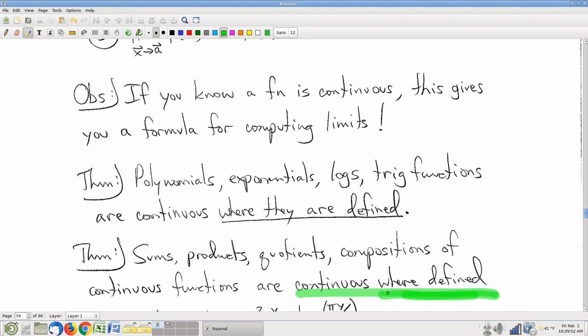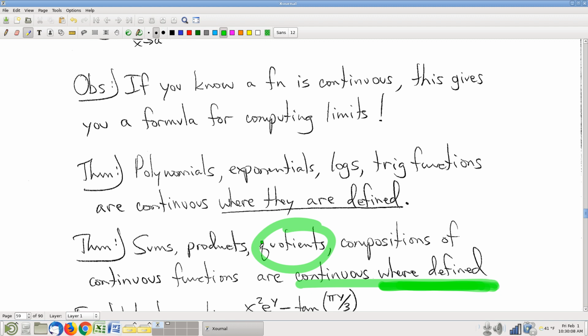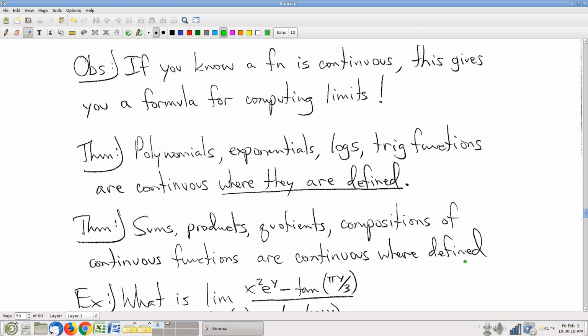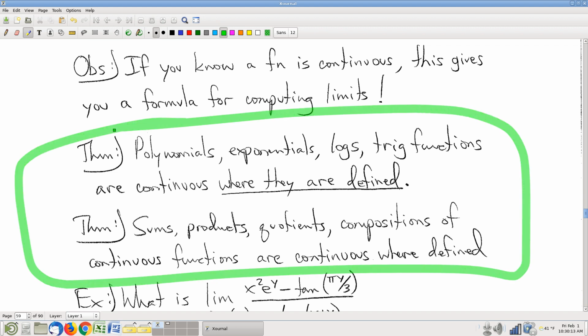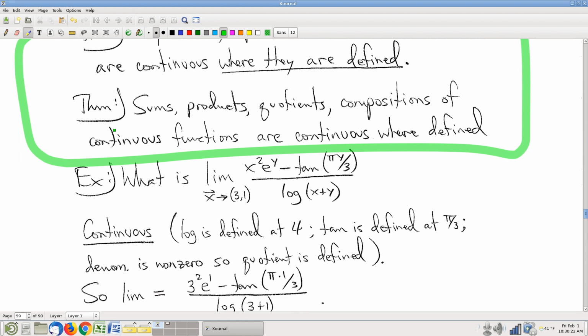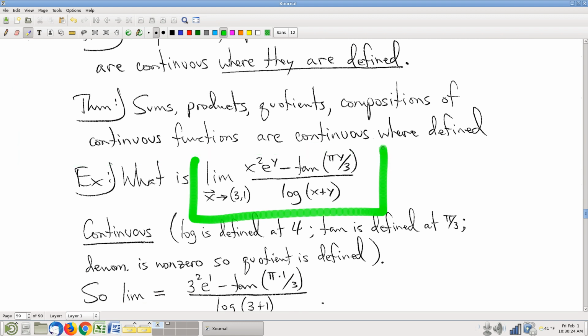And again, you got to be really careful about this, where they are defined. So, for example, quotients, right? Watch out for the denominator being 0. If the denominator is 0, I don't care what the numerator is. If the denominator is 0, that quotient is not defined. Right? So, super careful with that. Okay. All right, so between the two of these theorems, we have a tremendously long, expansive list of functions that are known already to be continuous. So, for example, let's look at this seemingly nightmarish question.